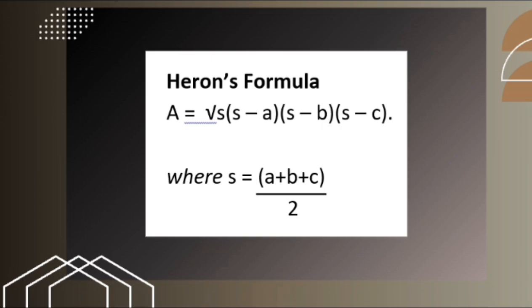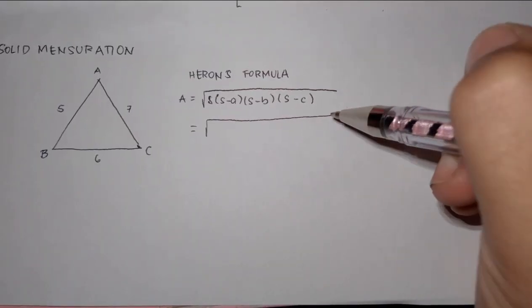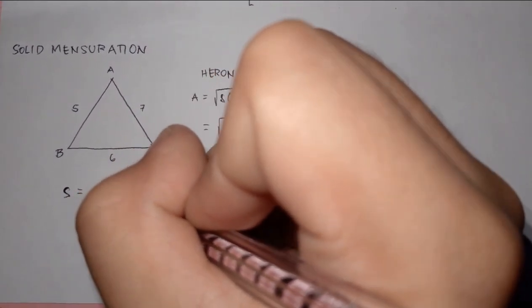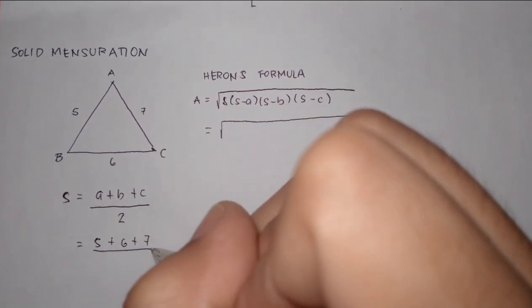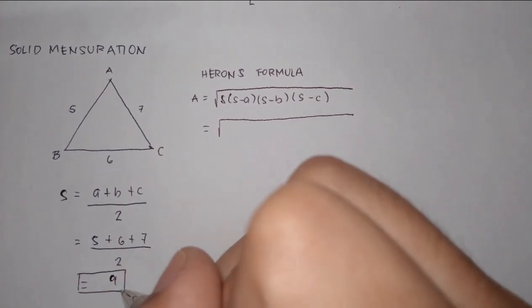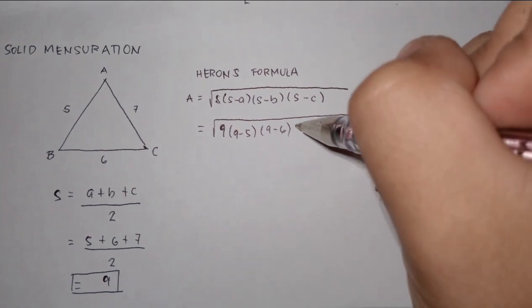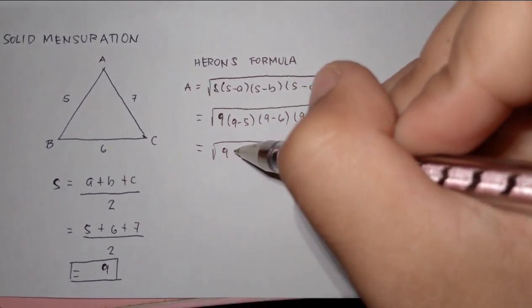These slides show Heron's formula, which is part of oblique triangles. Let's take a look at problem number 7 and try to solve it. Solid mensuration, oblique triangles. In this given problem, we are going to use Heron's formula. Then, we can just input the given values into the formula.